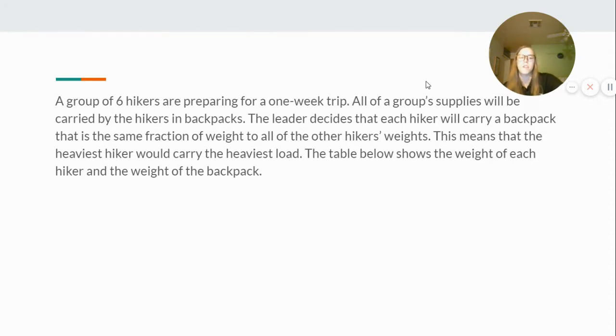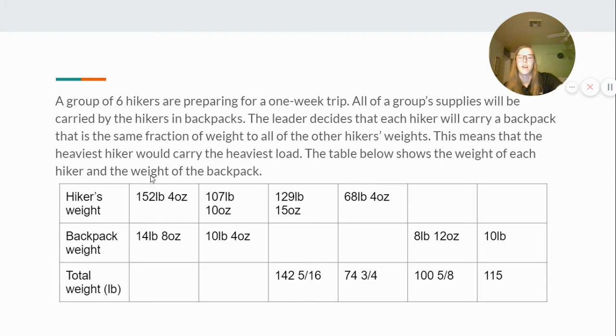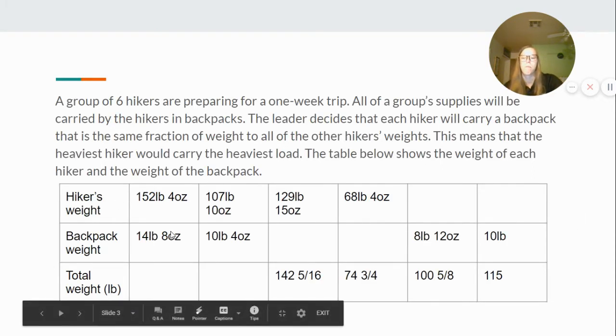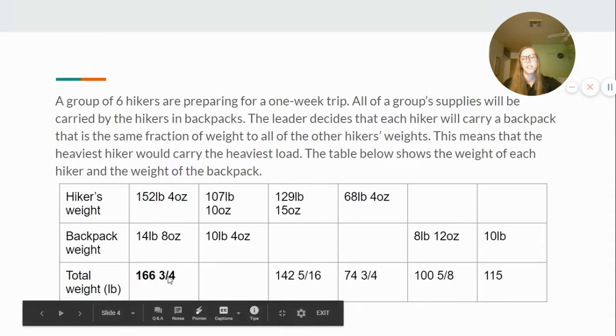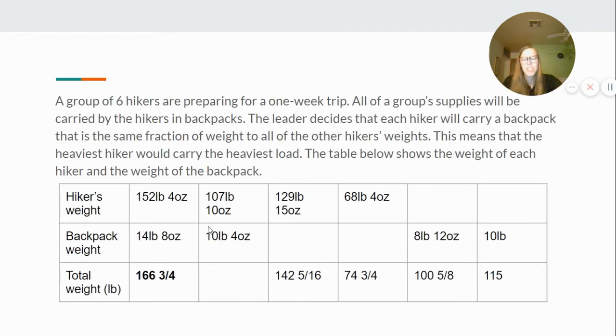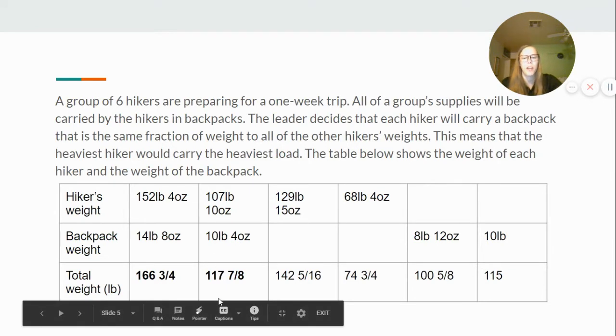So we have the table showing the weight of each hiker and the weight of the backpack. So hiker's weight, backpack's weight, and then we have total weight. Here we're going to figure out the total weight. The 152 and 1/4 plus 14 pounds and 8 ounces is going to give us 166 and 3/4 of a pound, or 12 ounces. Okay? The same thing for the next one. We get 117 and 7/8 pounds.